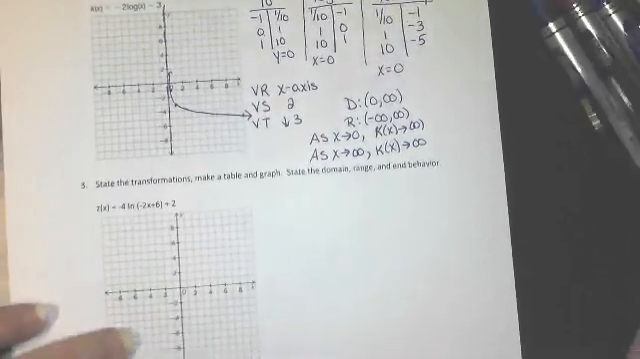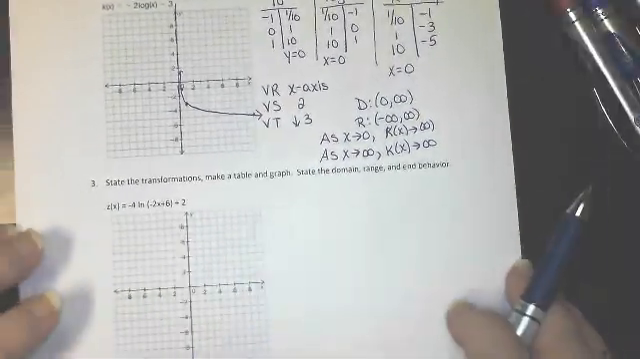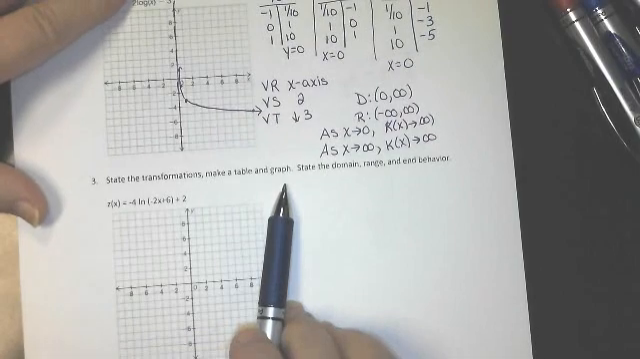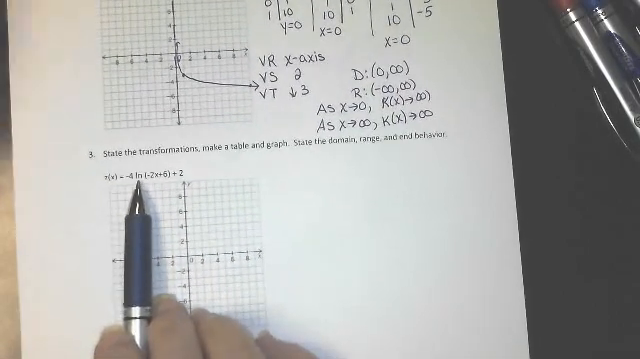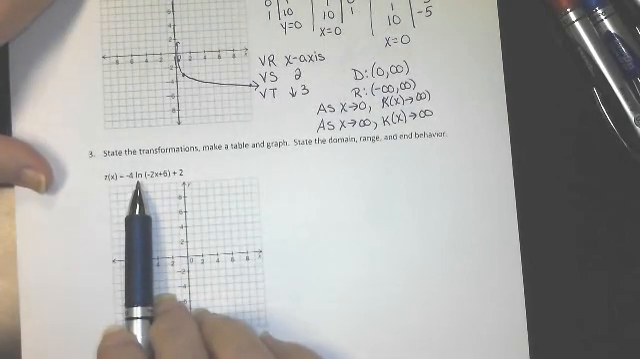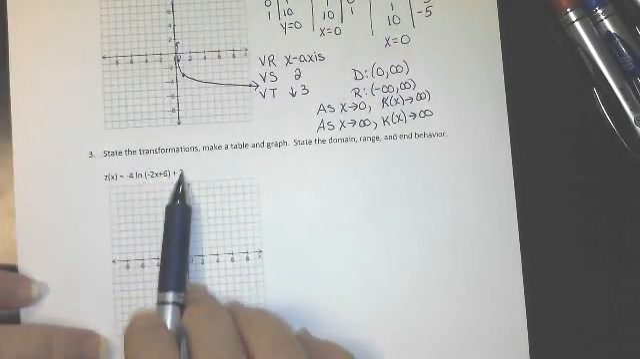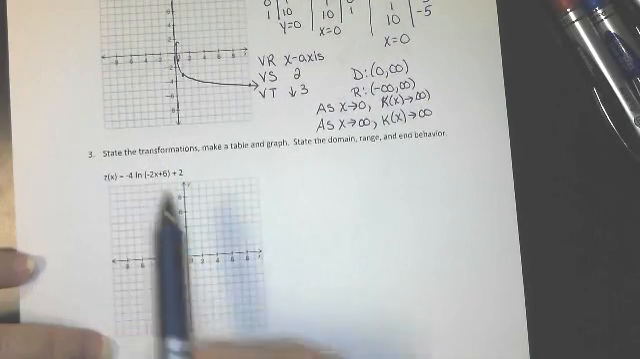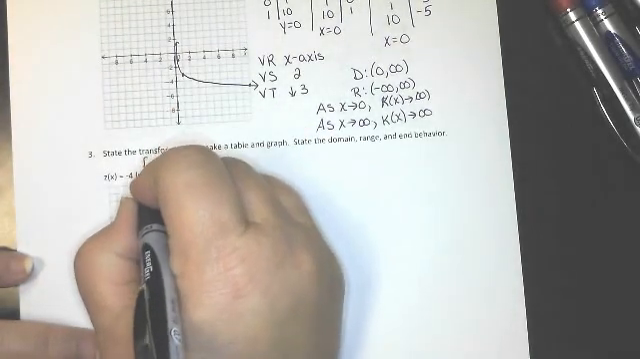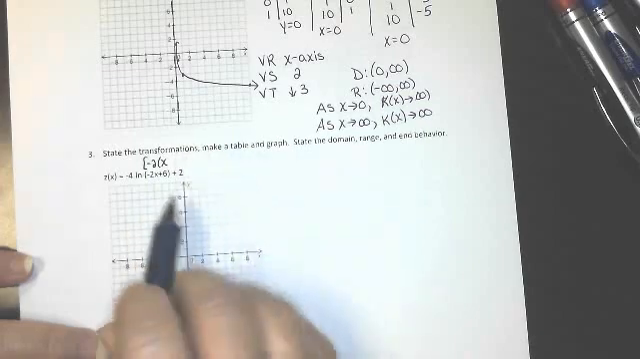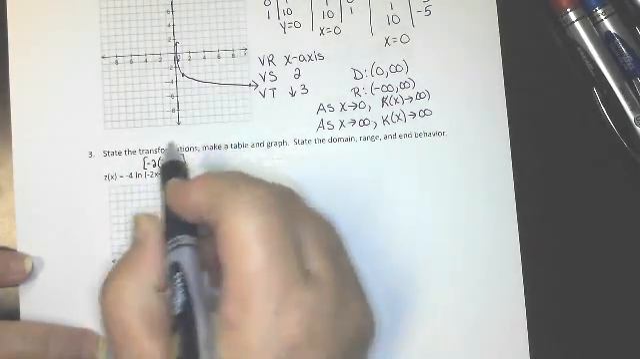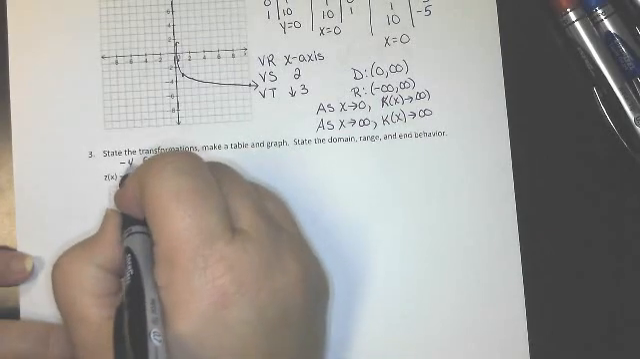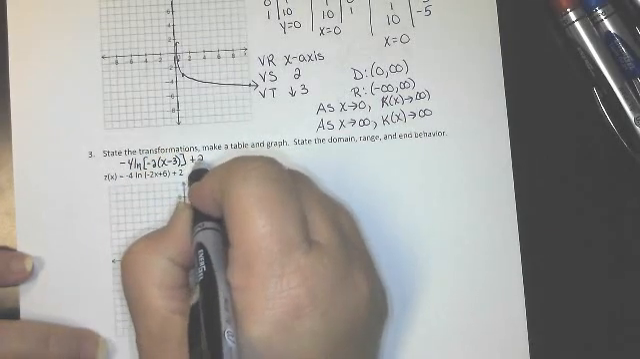All right, let's keep practicing. Same thing. State the transformations, make a table and graph. This one, notice, is a natural log, so that's going to make a different table because it's a different base. But notice what I have to do first. I have to isolate that x. So I'm going to factor out the -2, and that'll leave me with x minus 3. So I'll just rewrite the whole thing.